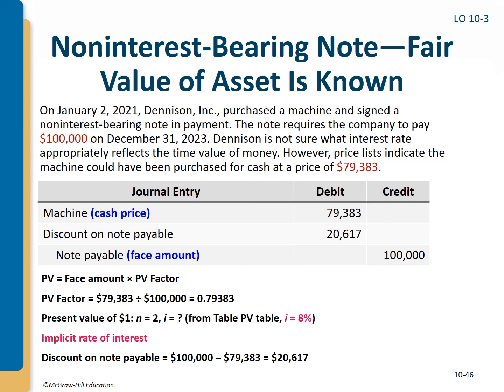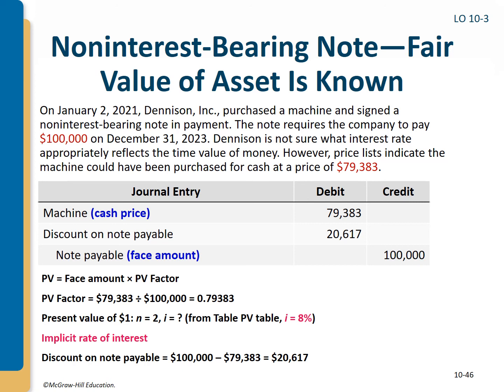Take a look here. January 2nd, Dennison purchased a machine and signed a non-interest-bearing note in payment. The note requires the company to pay $100,000 in 2 years. Dennison is not sure what interest rate reflects time value of money. However, price lists indicate the machine would have been purchased for cash at a price of $79,383. So in this case, we know how much should be allocated to the machine, and we know the present value, and we know the amount of the future value, the note payable, $100,000. So the difference is interest, but we don't know what interest rate to use.